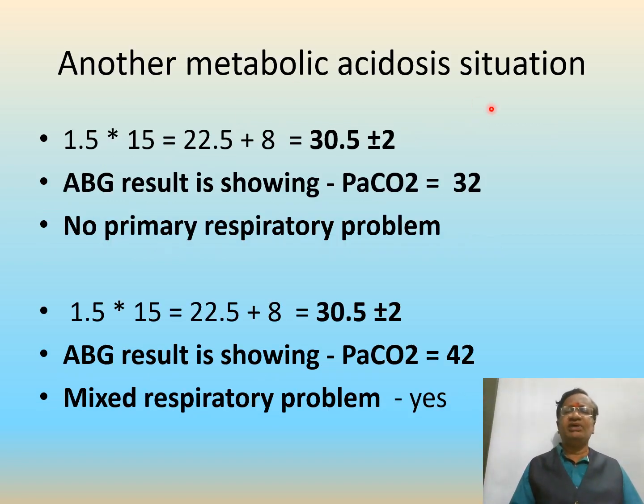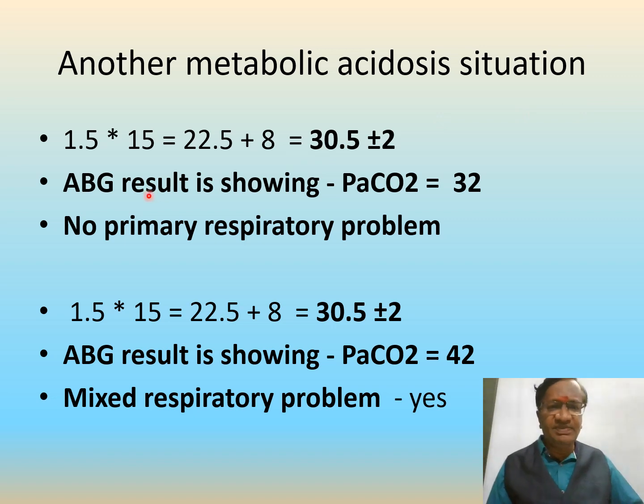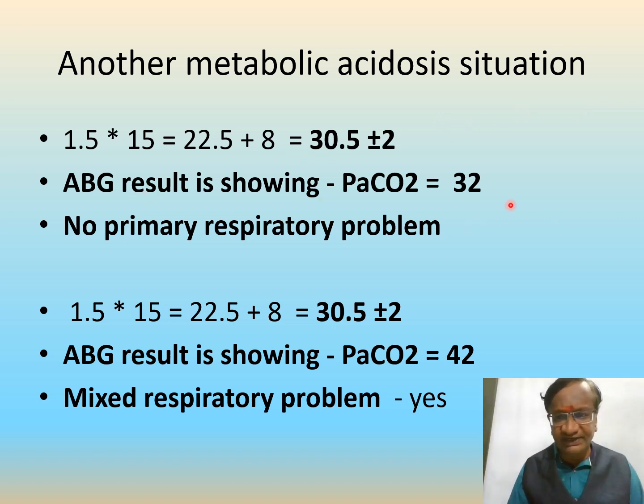There is another metabolic acidosis situation. The ABG result is showing PCO2 of 32. Now 1.5 into bicarb plus 8: bicarb is 15, 22.5 plus 8, so 32 is what it should be. This should be the normal PCO2. If the PCO2 is like this in a metabolic acidosis, there is no primary respiratory problem.